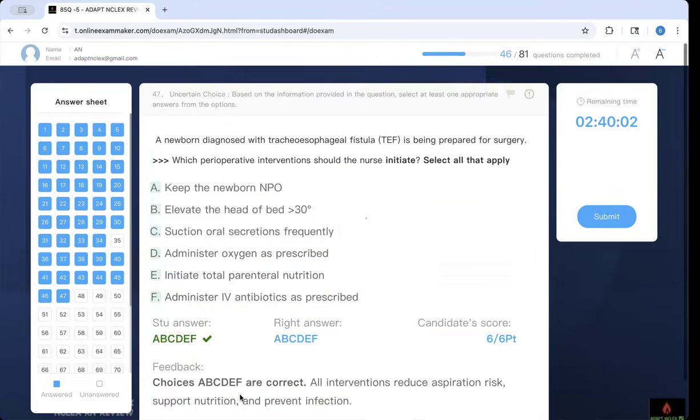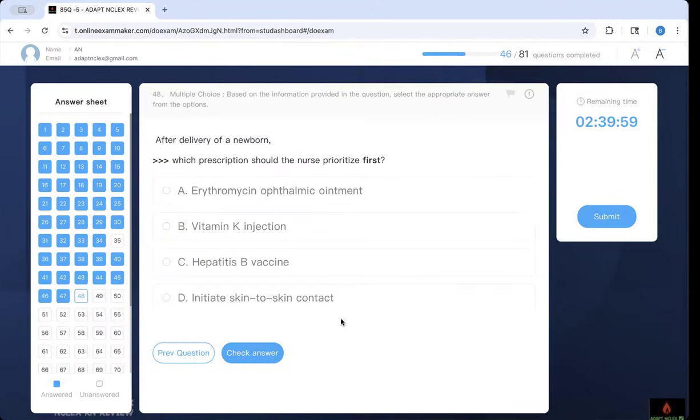So that's the answer choice. After delivery of a newborn, baby is born. Prioritization, okay. Which prescription should the nurse prioritize first? Prioritization. Remember we did prioritization. I separate the OB and the newborn, I put it where they are. What do you think? Erythromycin ointment, vitamin K injection, hepatitis B vaccine, or skin to skin? Baby is just born. Which one do we prioritize first? Always safety and thermoregulation before everything else.